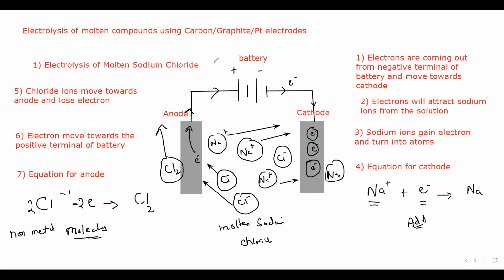Now what happened to the electrolyte? As you can see, the electrolyte had sodium ions and chloride ions. You remove sodium, you remove chloride. So the electrolyte will be used up. Used up means it will not be left with any electrolyte. It will be completely used up when we finish this electrolysis. Is it clear?